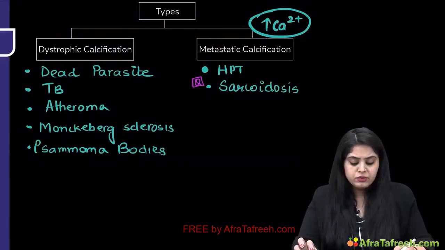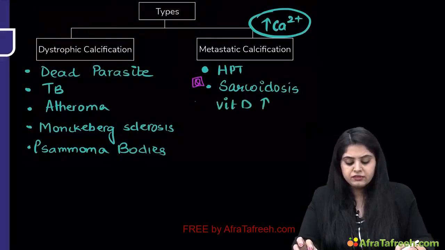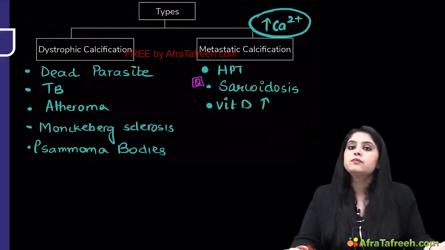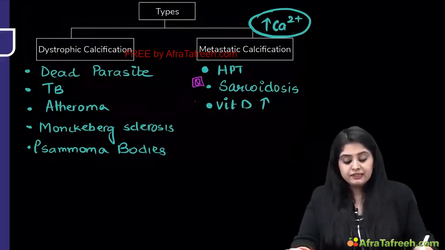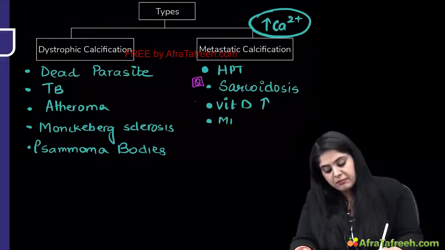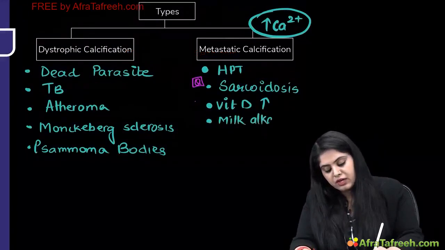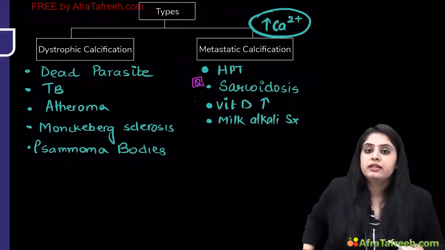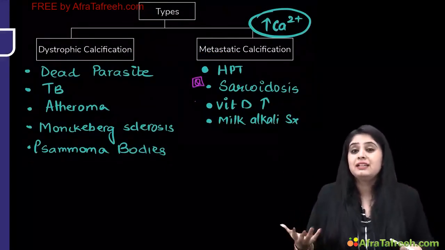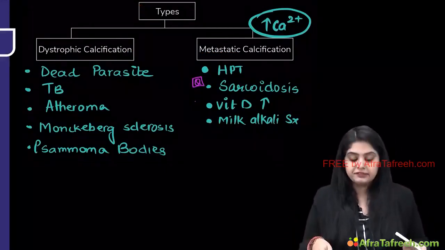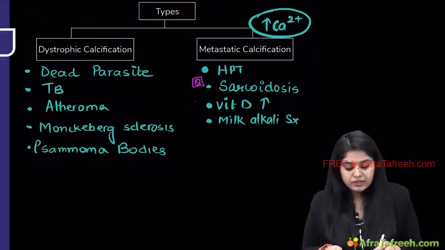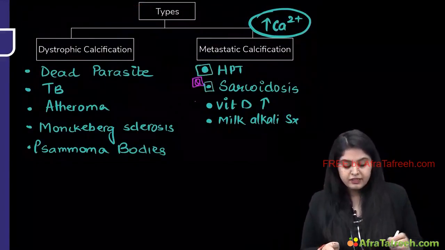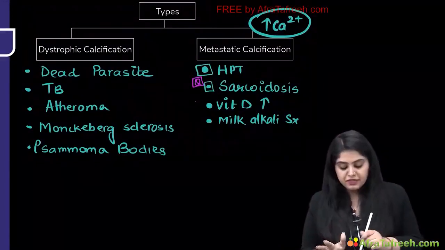Next, which vitamin do you think is going to be affiliated with it, guys? Think. Vitamin D, because when vitamin D increases, calcium will also increase. Common sense. Like this, there are many other syndromes. For example, milk alkali syndrome can also show. Again, very rare to see milk alkali syndrome nowadays. But certainly when there's an increase in milk alkali, calcium also increases. So the two main questions that I am expecting are most common cause hyperparathyroidism and second a case of sarcoidosis. So types of calcification are done.